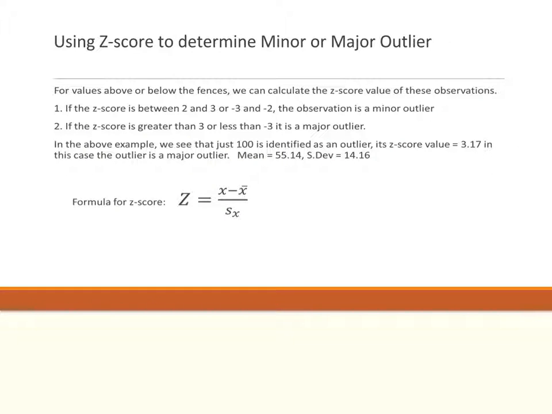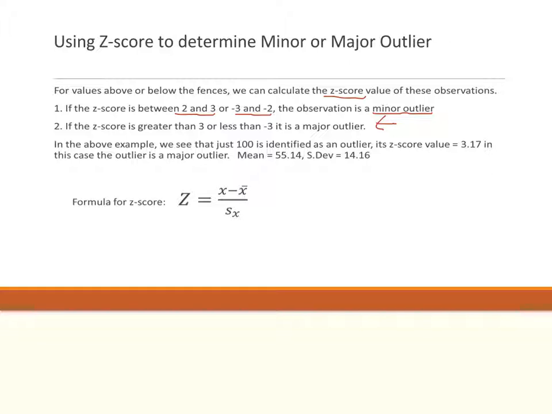So we want to check, if this data set were approximately normal, would this outlier be a major or minor outlier in the above example? For values above or below the fence, we calculate a z-score of these observations. If the z-score is between 2 and 3, or negative 3 and negative 2, the observation is called a minor outlier. If the z-score is greater than 3 or less than minus 3, it's a major outlier.